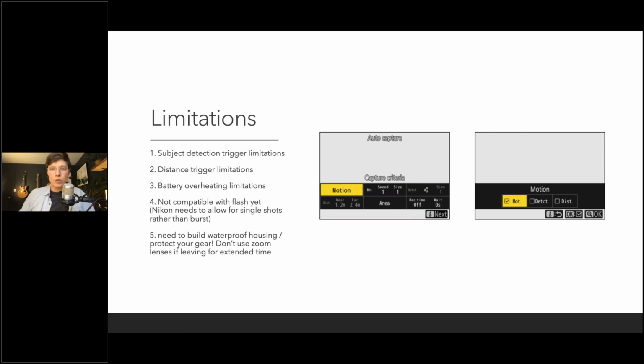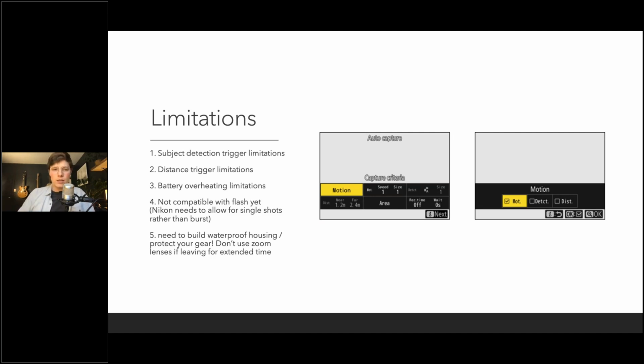And it's also not compatible with flash yet. I haven't been able to figure out how to force the camera to only take a single shot when it detects motion within the frame. Right now, it's going into burst mode, which will overload your flash and break your flash. So you don't want to do that.